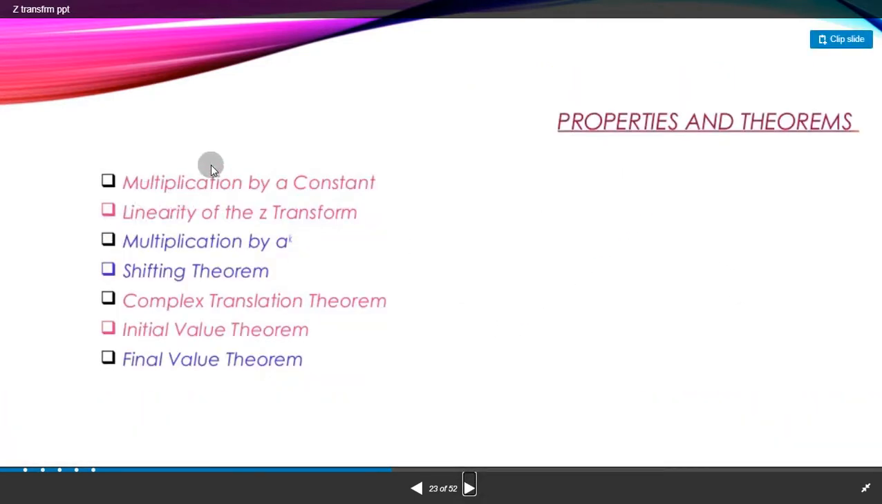Now we're going to discuss the properties and theorems of the Z transform: multiplication by a constant, the linearity of the Z transform, multiplication by a to the power k, the shifting theorem, the complex translation theorem, the initial value theorem, and the final value theorem. Okay, so we're going to discuss all these properties in the subsequent slides.